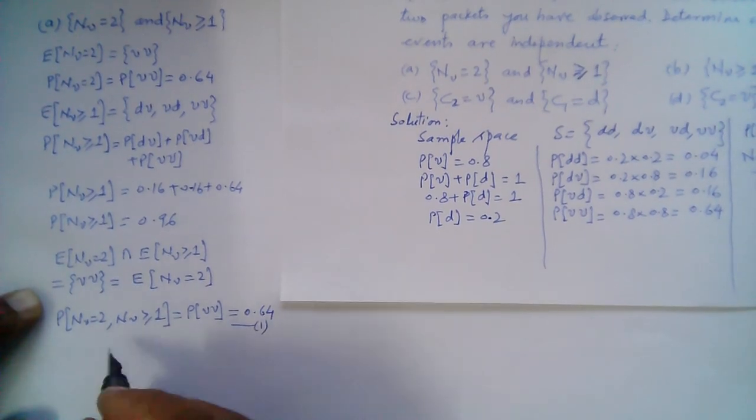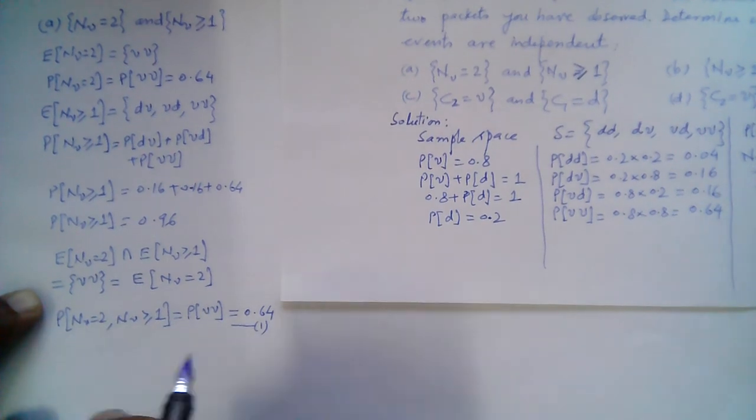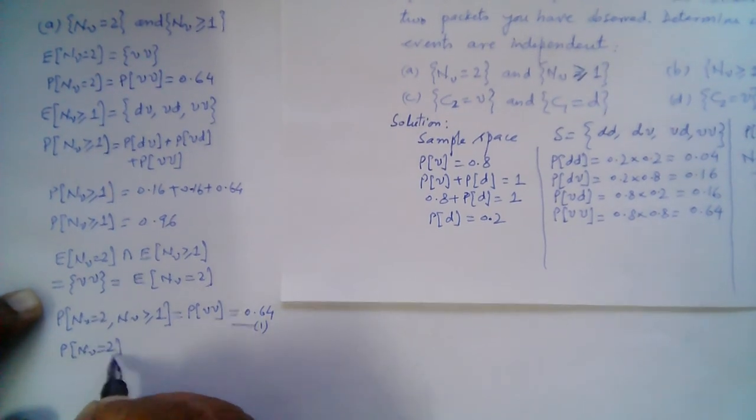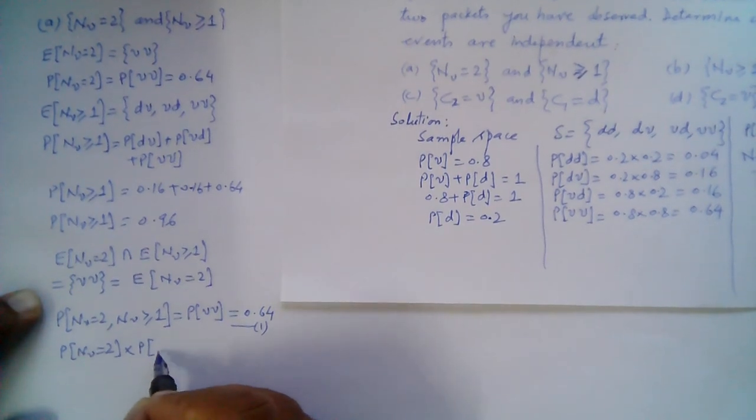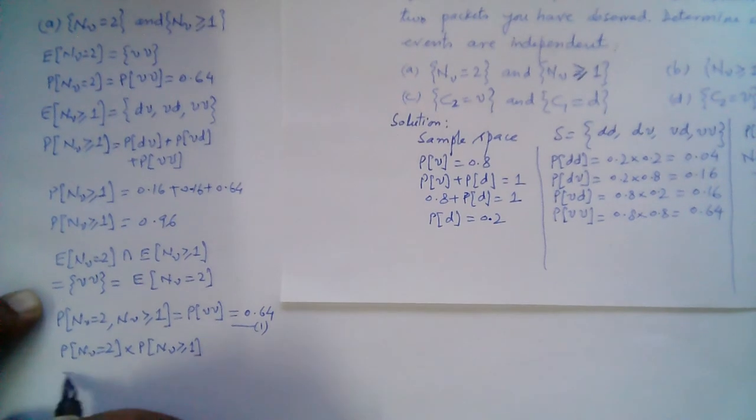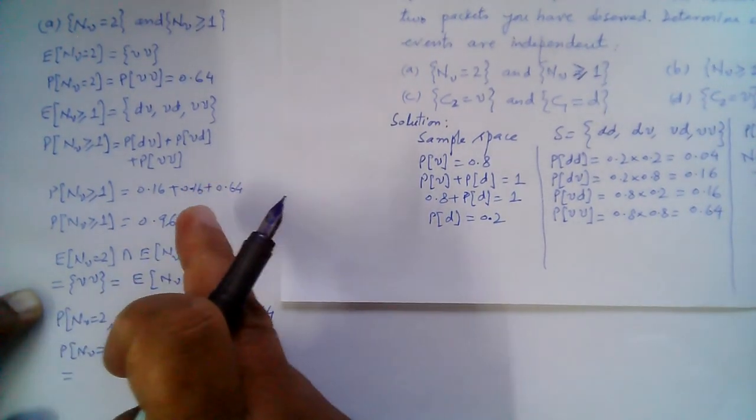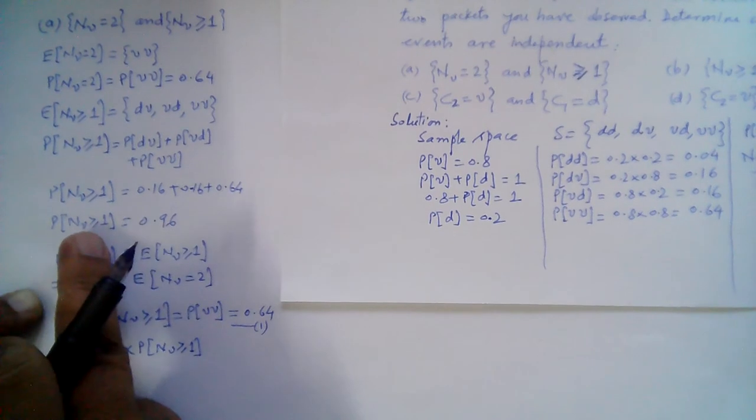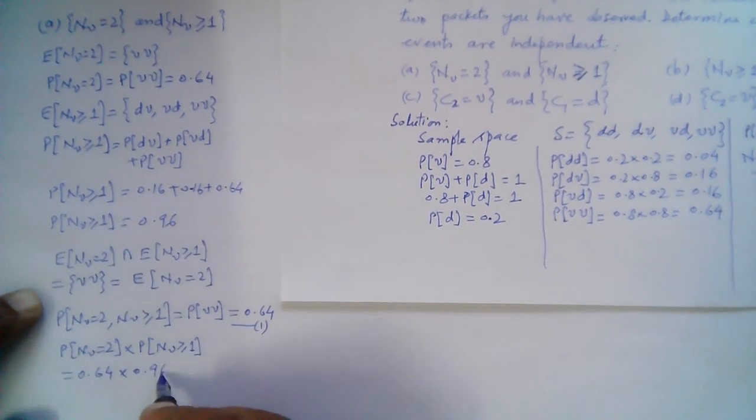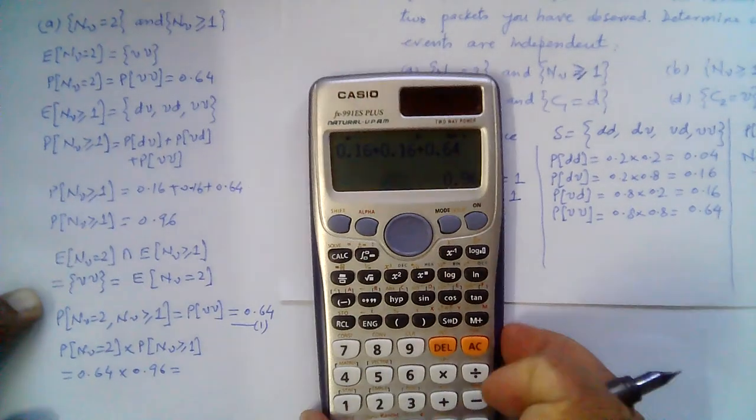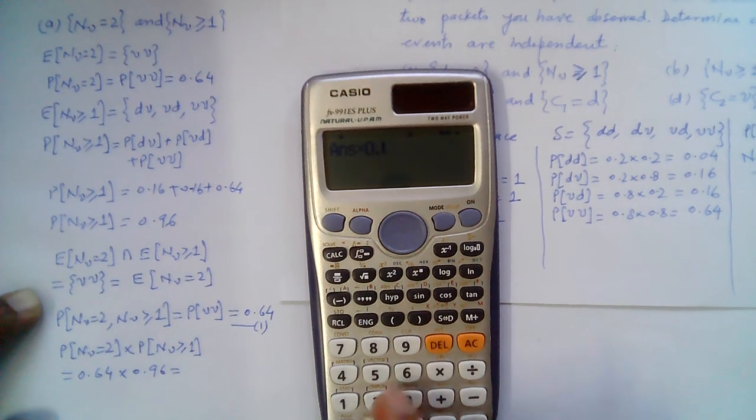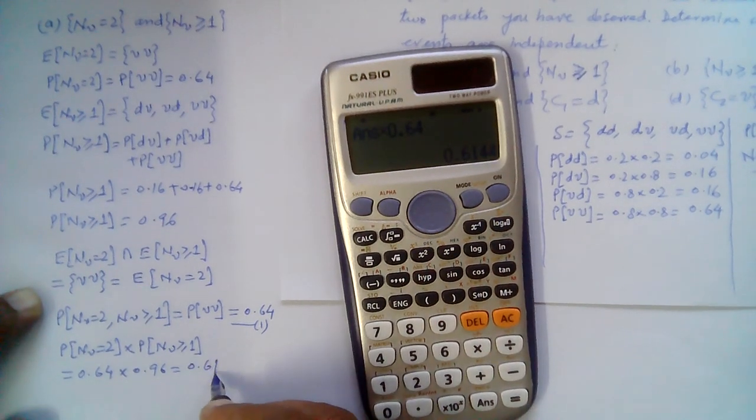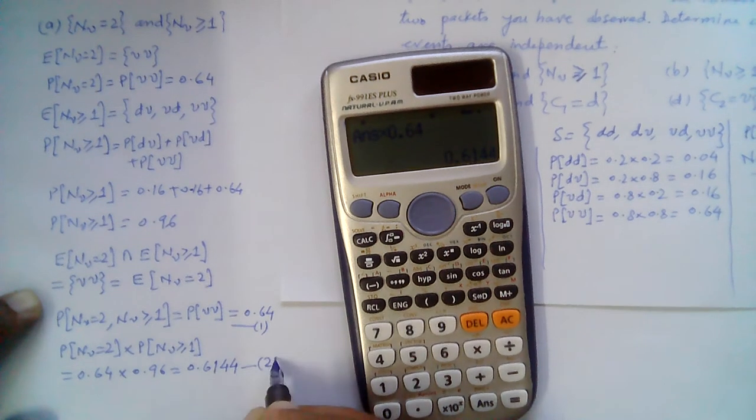And now we find out the product of their probabilities. So probability of NV is equal to 2, multiplied by probability that NV is greater than or equal to 1. Probability of NV is equal to 2 was found out to be 0.64, multiplied by the probability NV is greater than or equal to 1, which was found out to be 0.96. That is 0.96 multiplied by 0.64, and that is equal to 0.6144, and that is our equation number 2.